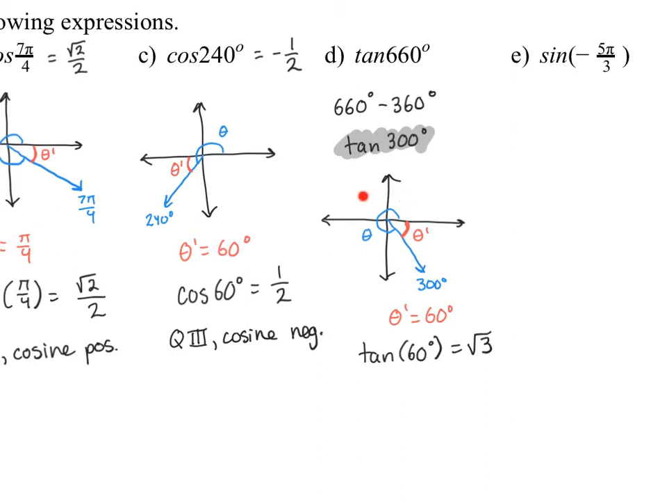So if we do All Students Take Calculus, only cosine is positive in quadrant 4, which means in quadrant 4, tangent is negative. So we take our answer here and we just make it negative. So it becomes negative √3.